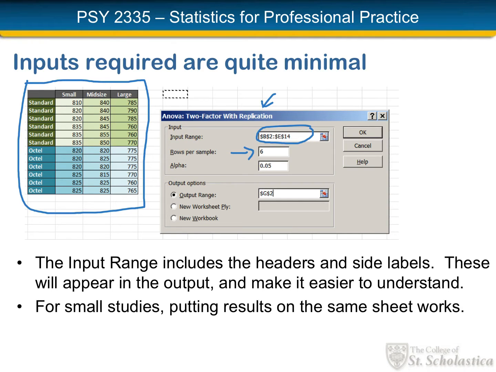And then it lets me put in the particular alpha level that I'm comparing against. And then finally, I have to select where I want the output to go. It's going to be rows and rows and columns of output, but I only need to designate the upper left cell. So here I've selected G2, and that's the number that when I selected it showed up in the box down below. As soon as I hit OK, we'll get the results that show up on the next slide.